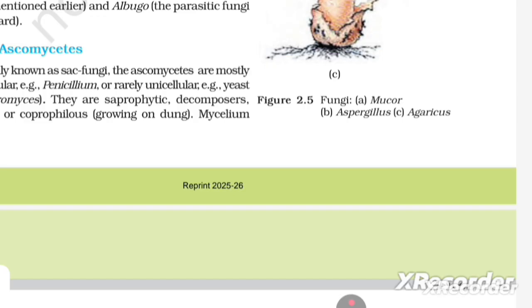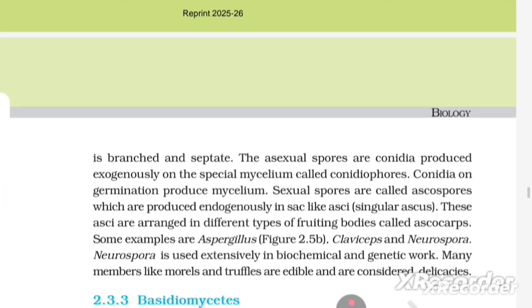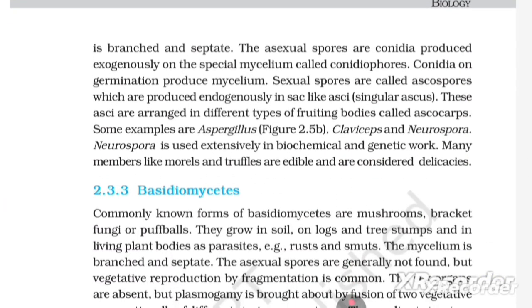Ascomycetes, commonly known as sac fungi. The Ascomycetes are mostly multicellular, example Penicillium, or rarely unicellular, example yeast, Saccharomyces. They are saprophytic, decomposer, parasitic, or coprophilous, growing on dung. Mycelium is branched and septate. The asexual spores are conidia produced exogenously on the special mycelium called conidiophore. Conidia on germination produce mycelium.